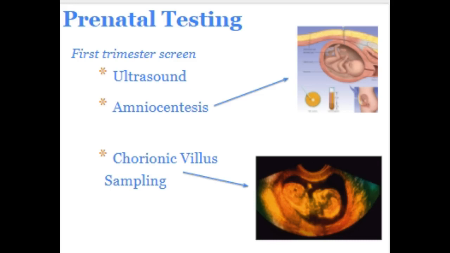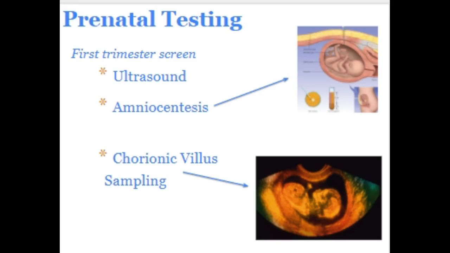Another type of procedure is called chorionic villus sampling, and this is an invasive screening test. It involves taking a small piece of tissue from the placenta, and it's usually performed between the 10th and the 12th weeks. It's used to test for genetic abnormalities like Down syndrome and birth defects.